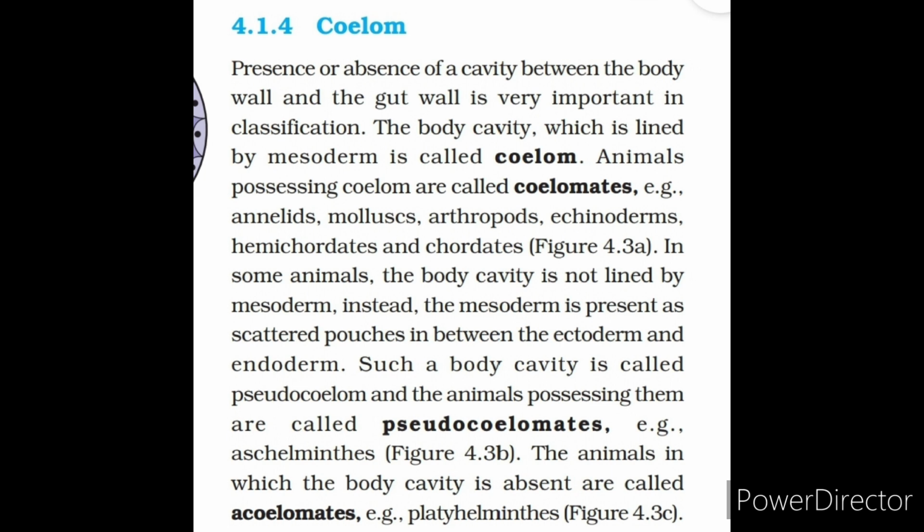In some animals, the body cavity is not lined by mesoderm, instead, the mesoderm is present as scattered pouches in between the ectoderm and endoderm. Such a body cavity is called pseudocoelom, and the animals possessing them are called pseudocoelomates, example, aschelminthes. The animals in which the body cavity is absent are called acoelomates, example, platyhelminths.